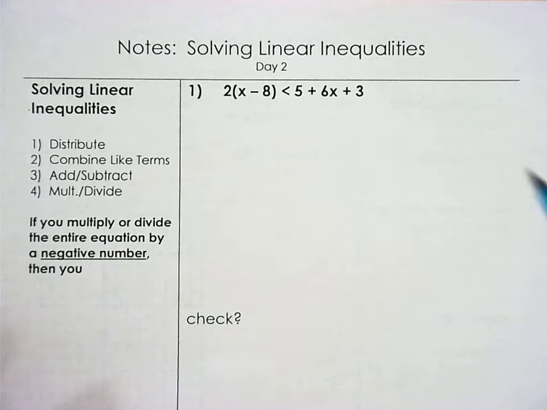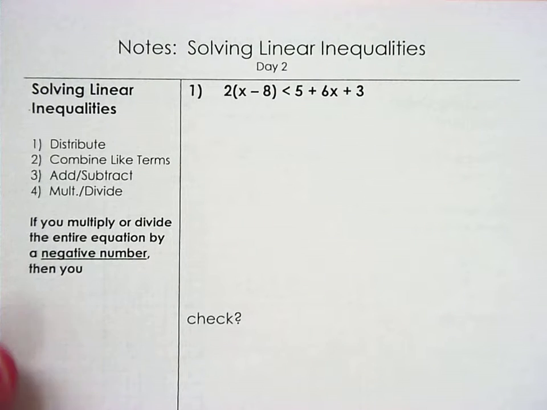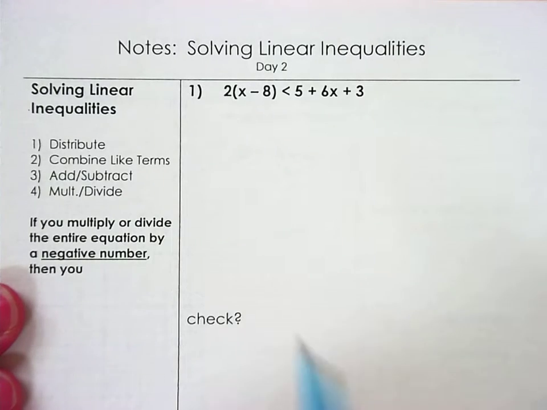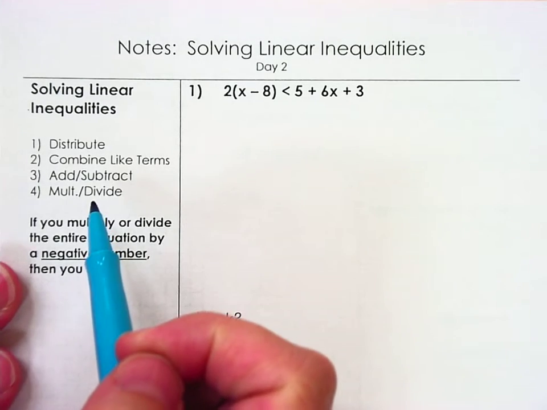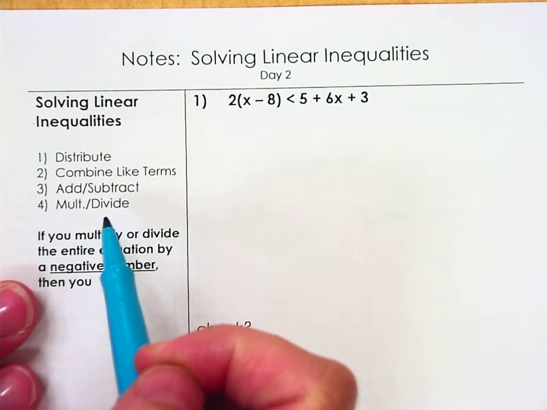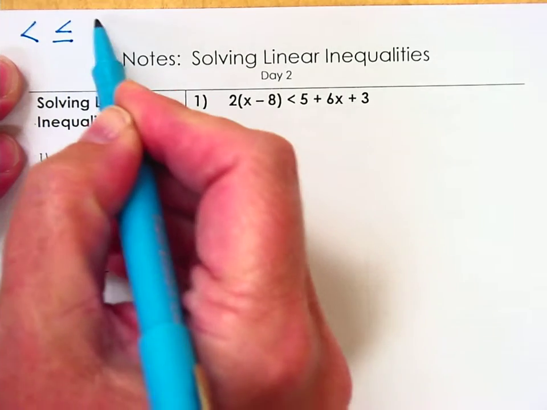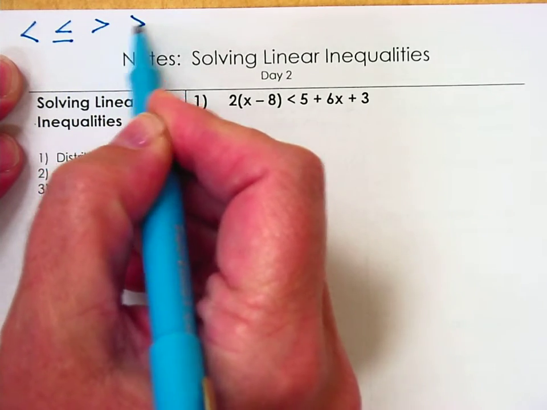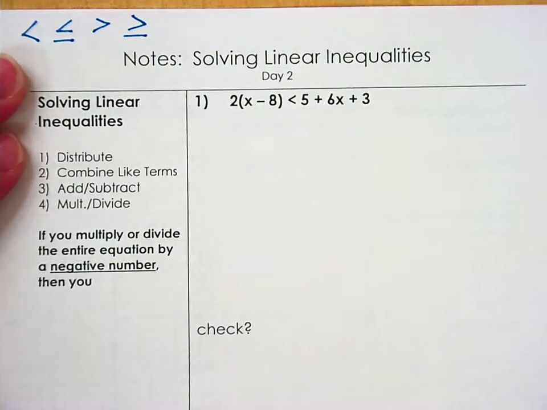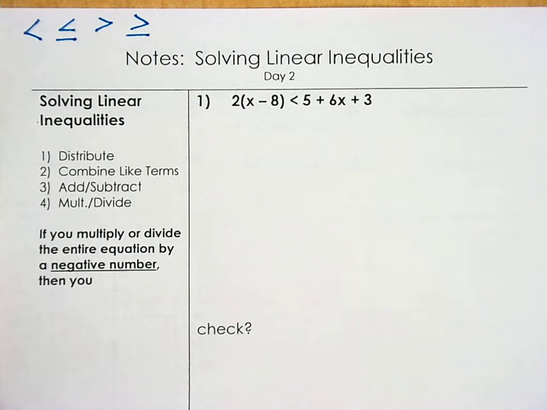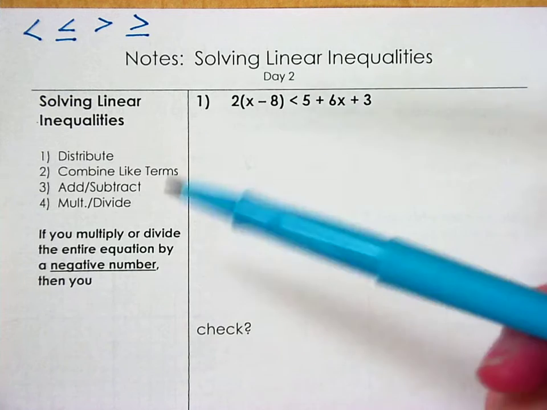Today we'll be solving linear inequalities. Yesterday we solved linear equations, which have equal signs. Linear inequalities have an inequality sign, so they have a less than, greater than, less than or equal to, or greater than or equal to symbol instead of the equal sign. They'll be solved the same way as you solved linear equations.